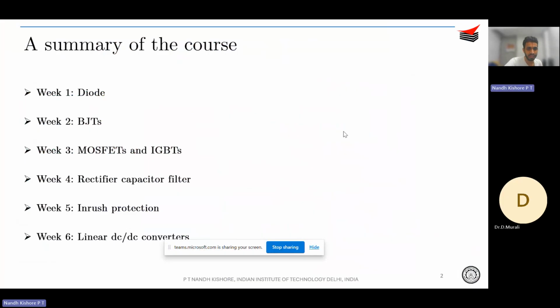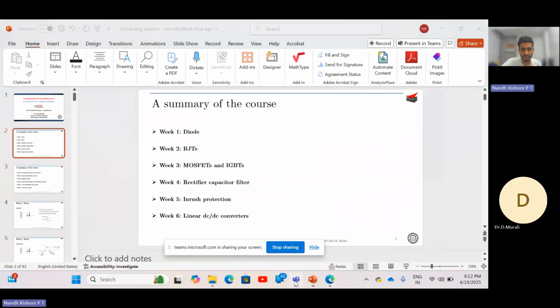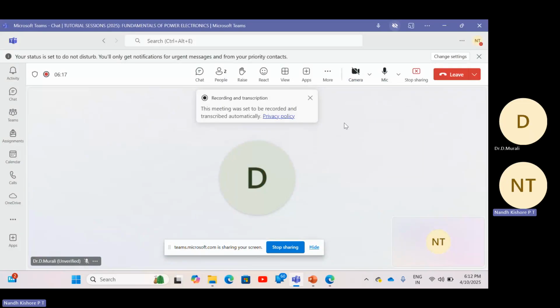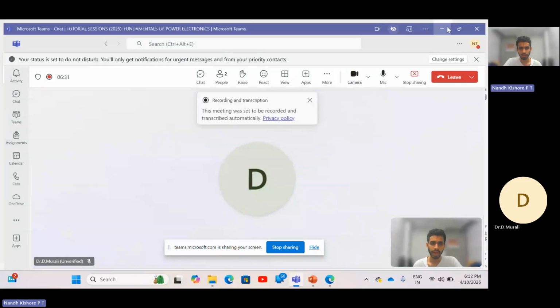Okay. I'll just turn on my charger, just a second.